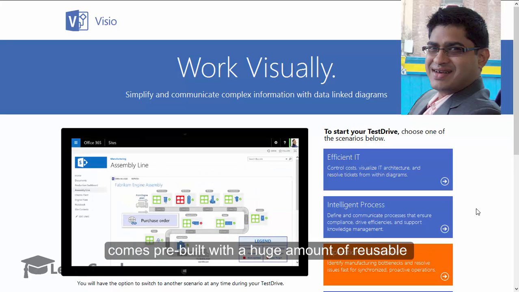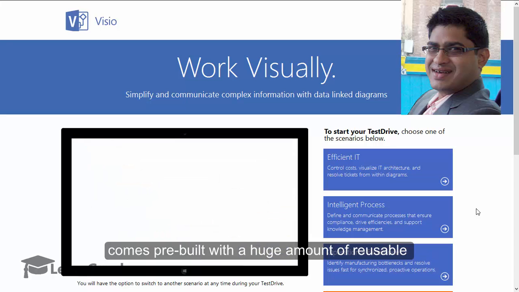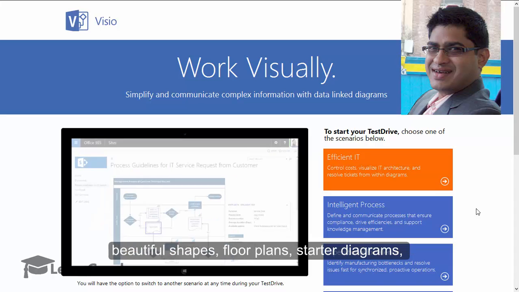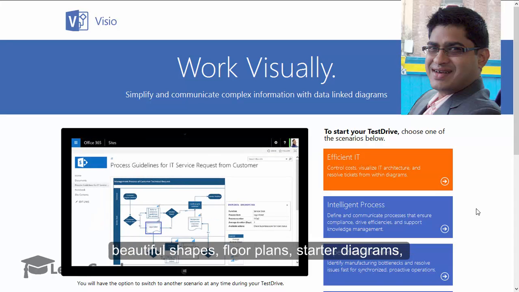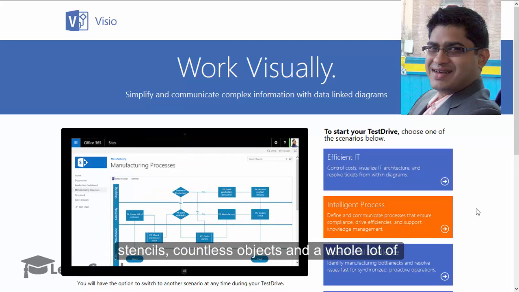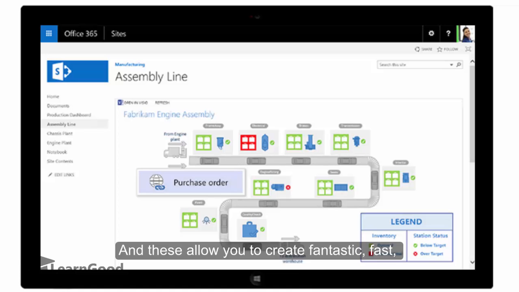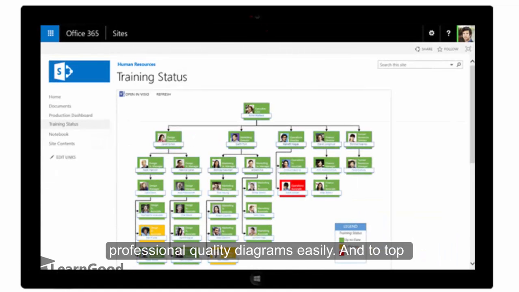Visio comes pre-built with a huge amount of reusable industry-standard professional templates, beautiful shapes, floor plans, starter diagrams, stencils, countless objects and a whole lot of features and tools. And these allow you to create fantastic, fast, professional quality diagrams easily.